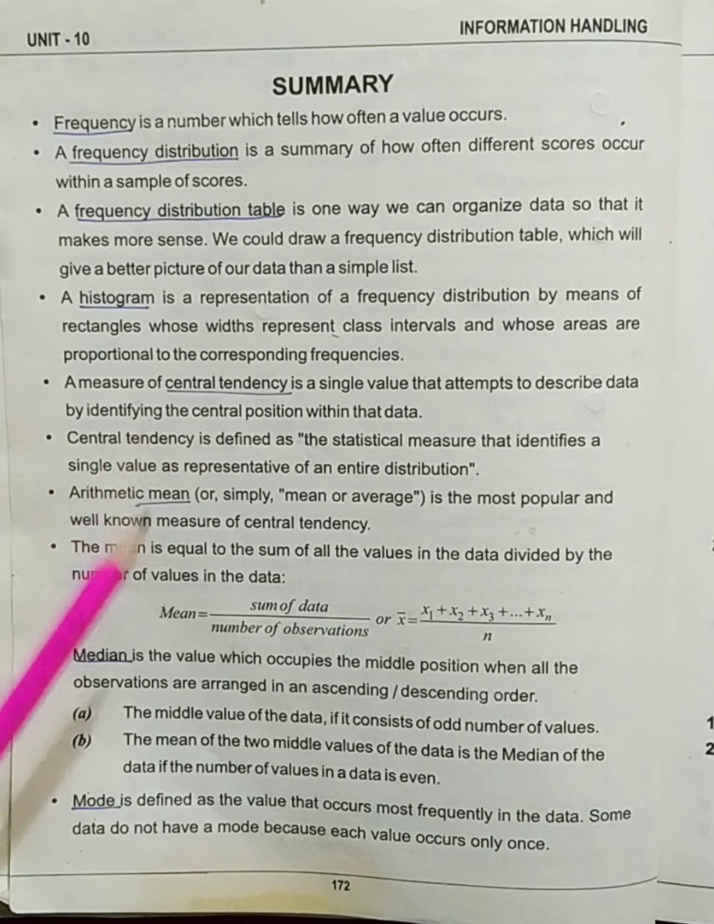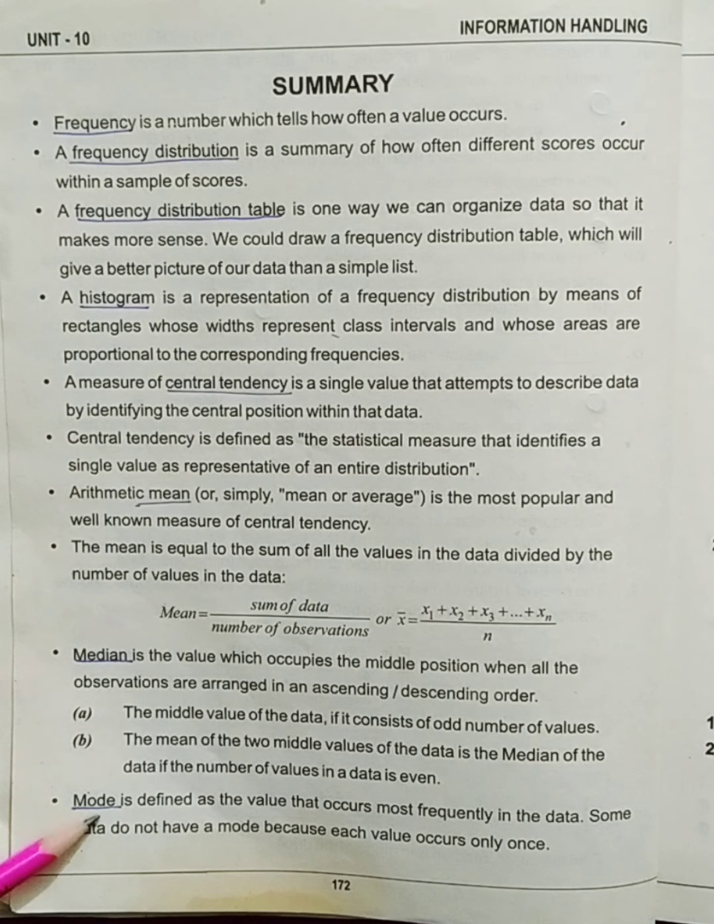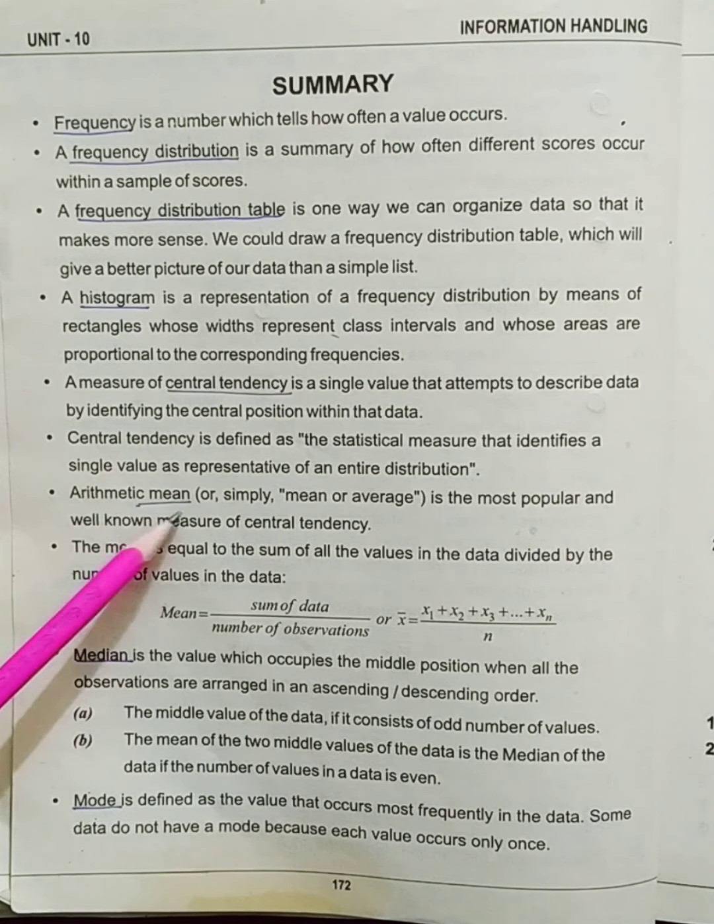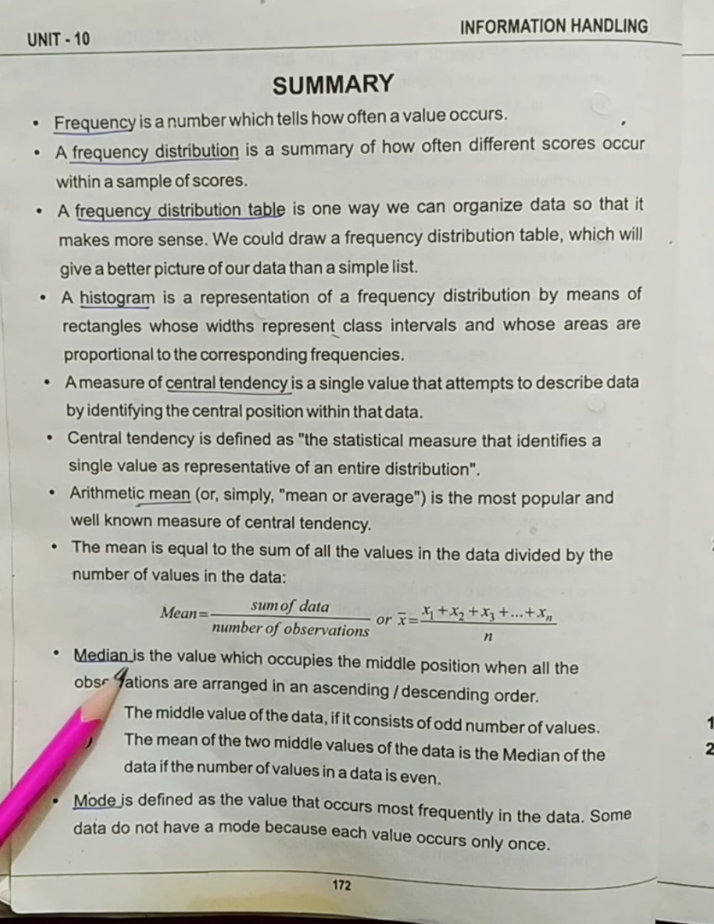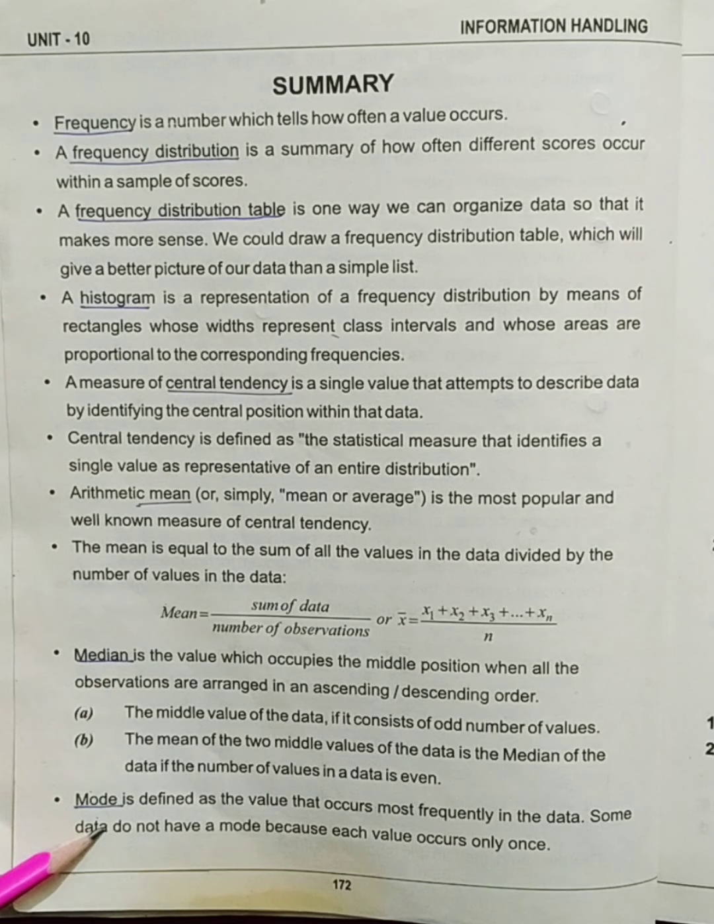Central tendency. In central tendency we find mean, median and mode. In mean we find the average: the sum of all the values divided by the number of values. Then median, which is the middle value. Next is mode, which is the most repeated value.